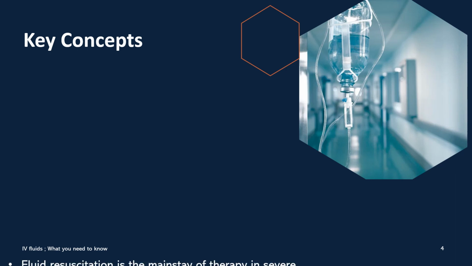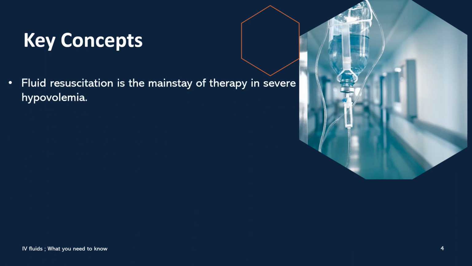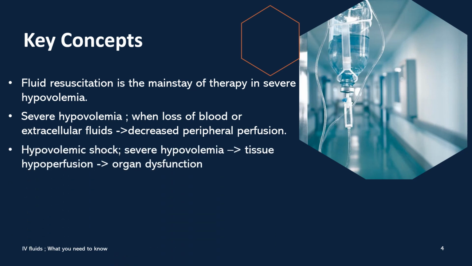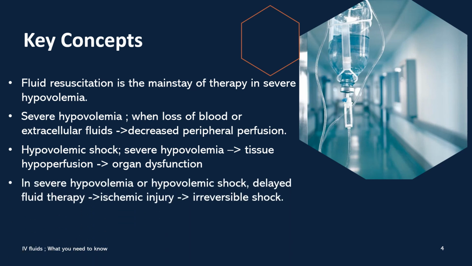As an introduction, we know that fluid resuscitation using IV fluids is considered the mainstay of therapy in severe hypovolemia. Severe hypovolemia occurs with loss of blood or extracellular fluid. This can occur in the form of bleeding, burn, or excessive use of diuresis, and leads to decreased peripheral perfusion. This has to be differentiated from hypovolemic shock, where hypovolemia becomes severe enough to cause significant tissue hypoperfusion and organ dysfunction, which can lead to elevated lactate, metabolic acidosis, etc.